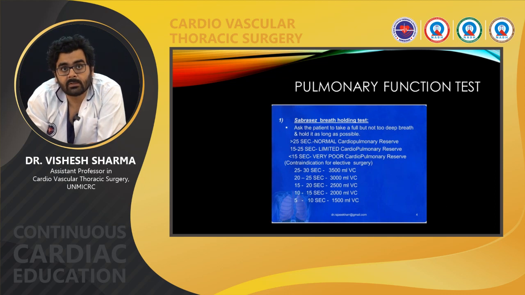We ask the patient to take a full breath, but not too deep a breath, and hold it as long as possible. More than 25 seconds is normal, which points towards a normal cardiopulmonary reserve. 15 to 20 seconds is limited cardiopulmonary reserve. Less than 15 seconds is very poor cardiopulmonary reserve. It is a contraindication for elective surgery.